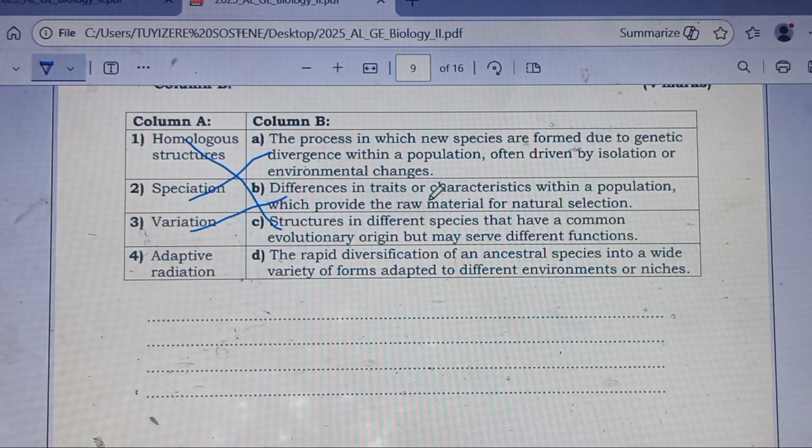The difference in trait characteristics within a population, which provides the raw material for natural selection. Then the last one, 4, corresponds with D.